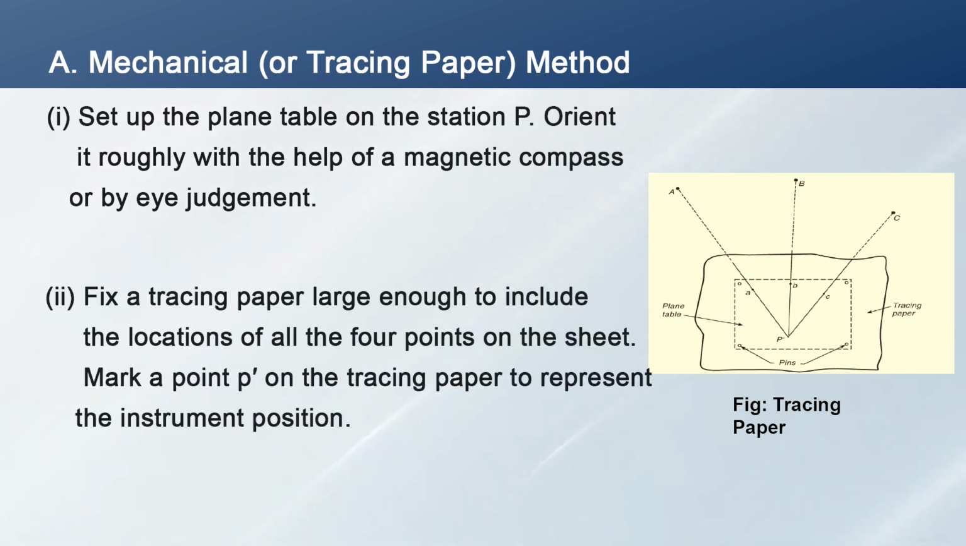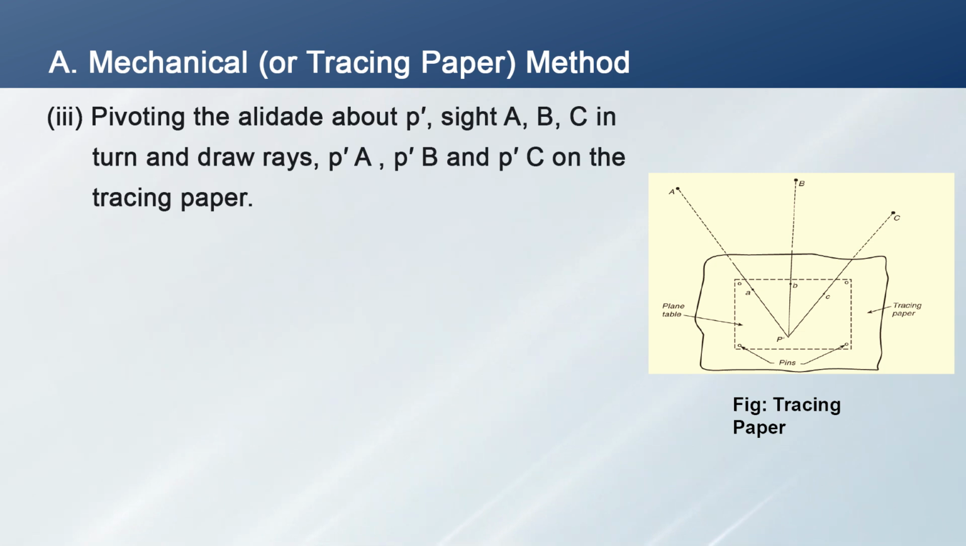Second, fix a tracing paper large enough to include the locations of all the four points on the sheet. Mark a point P dash on the tracing paper to represent the instrument position. Third, pivoting the alidade about P dash, sight A, B, C in turn and draw rays P dash A, P dash B and P dash C on the tracing paper.